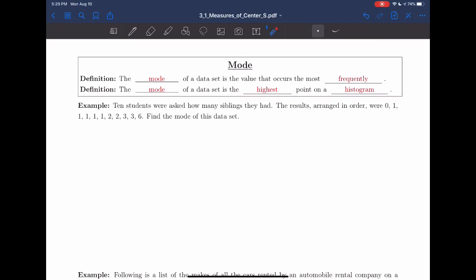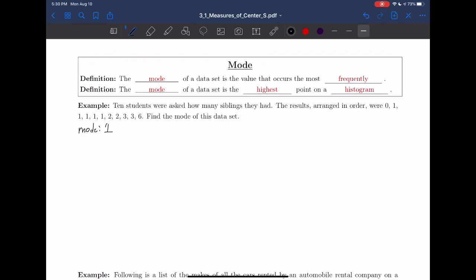So mode is just the most frequent value that occurs in your data set. And if you want to think about it visually, the mode is the highest point on your histogram. So let's look at this example. 10 students were asked how many siblings they had, and we had this data set. You can see that the number 1 occurs the most, so your mode is 1.